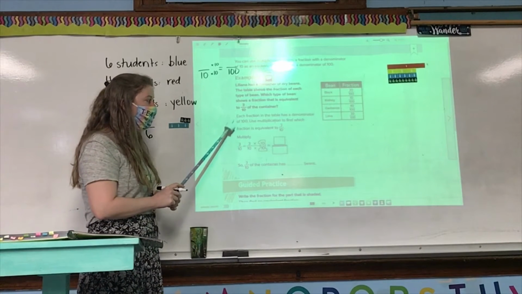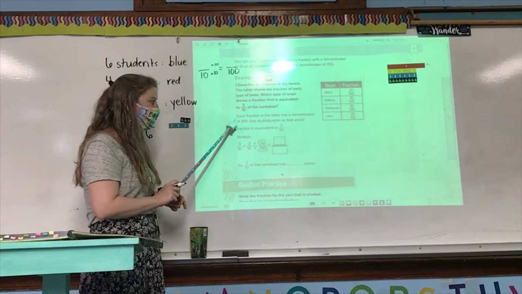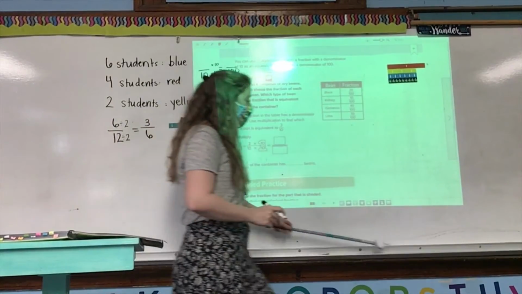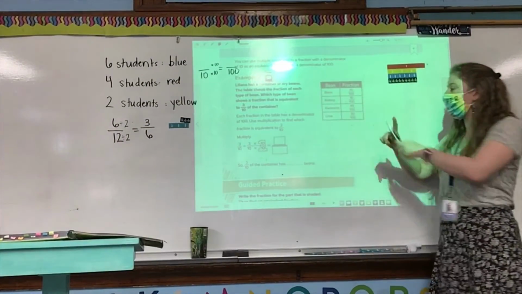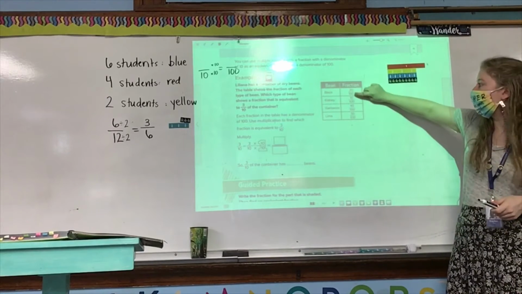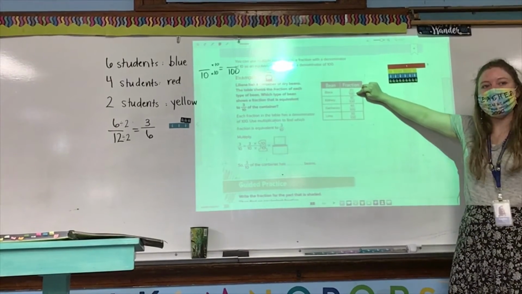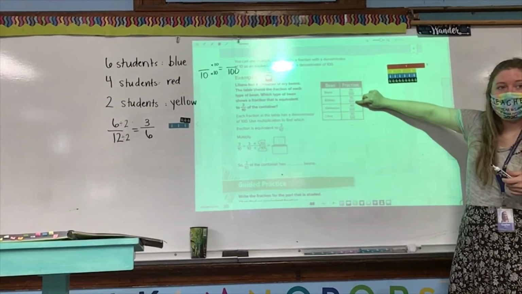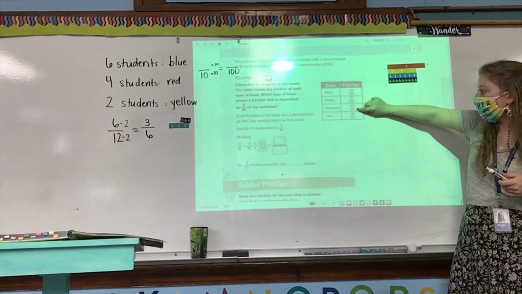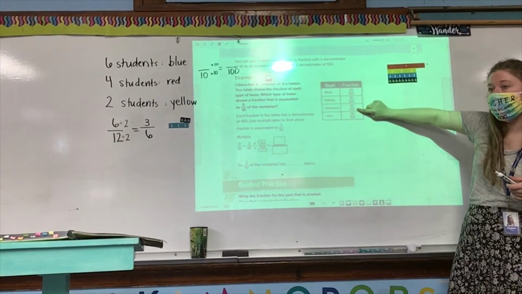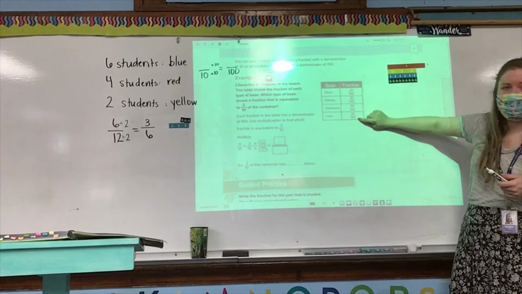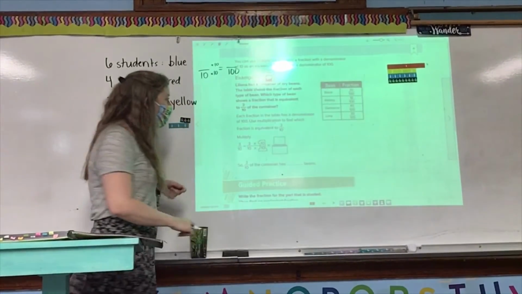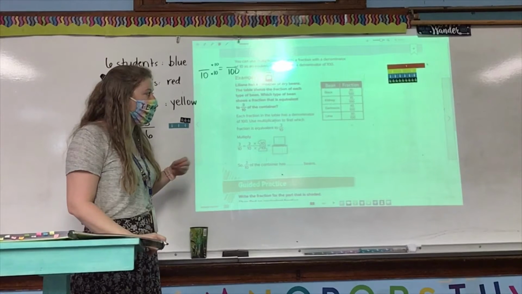If we look, this sentence says each fraction in the table has a denominator of 100. Do you agree? That means our container probably has 100 beans in it. How many of the beans are black beans? Class? 20. 20 of them. How many of the beans are kidney beans? 10. Out of the 100 beans, how many are garbanzo beans? 40. Out of the 100 beans, how many are lima beans? 30. Okay, 30.